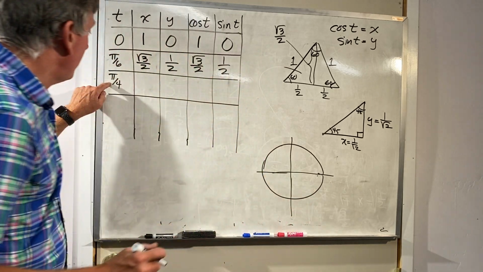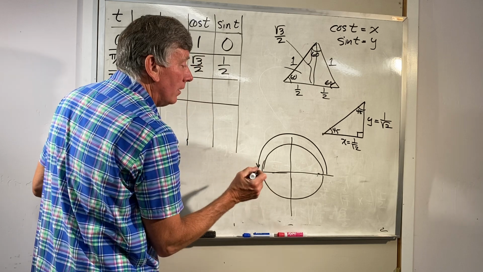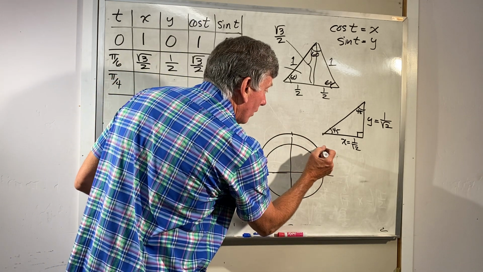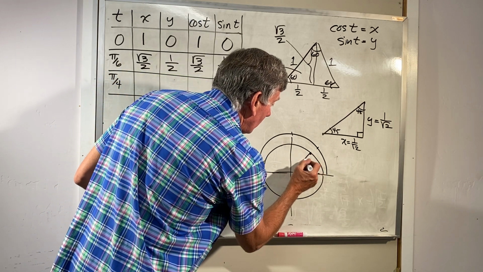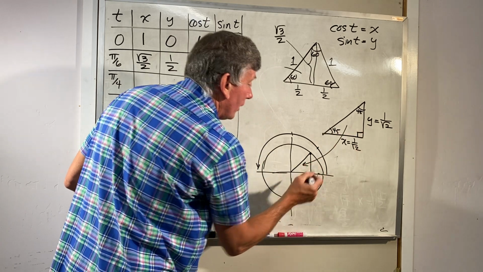And I'm going to go to pi fourths. Remember, pi is all the way to there. Pi halves is right there. Pi fourths is right there. That's going to be this triangle here. That's going to go in there.